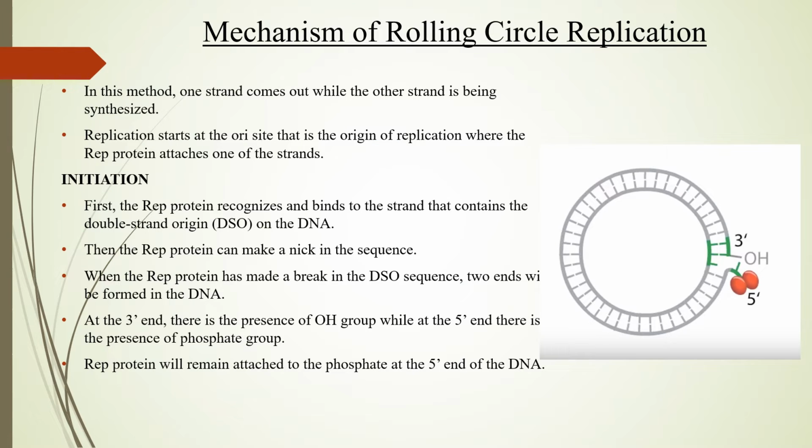Then we have the mechanism of the rolling circle replication. Rep initiation protein interacts with two DNA regions called the bind site and the nick site located within the double-stranded origin. The initiator protein interacts with the bind locus in a non-covalent manner. The exposed nick site of the double-stranded origin is cleaved by the catalytic tyrosine of the initiator protein. Now we have the 3' end with a hydroxyl group and the 5' end with a phosphate group. Rep protein will remain attached to the phosphate at the 5' end of the DNA.